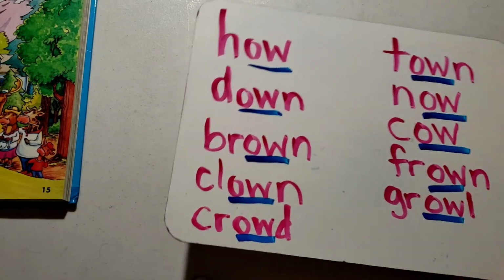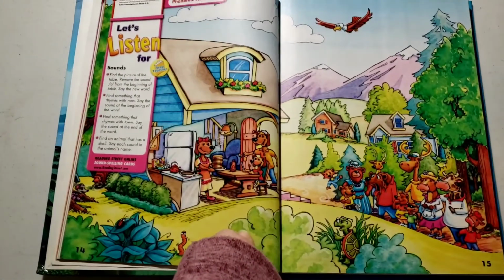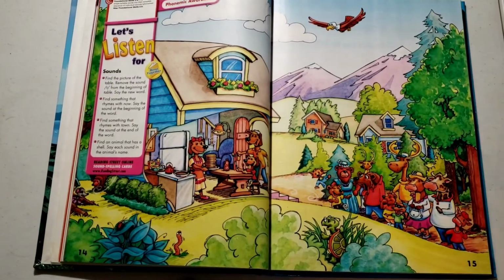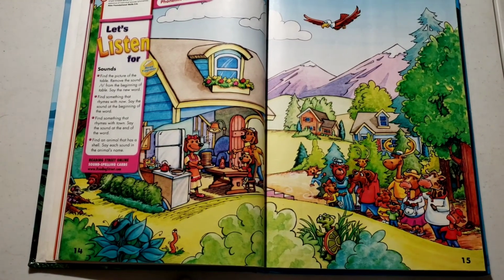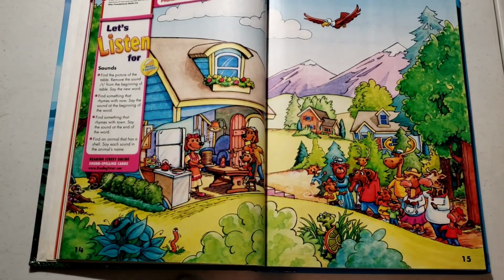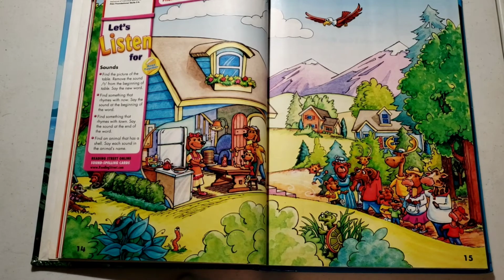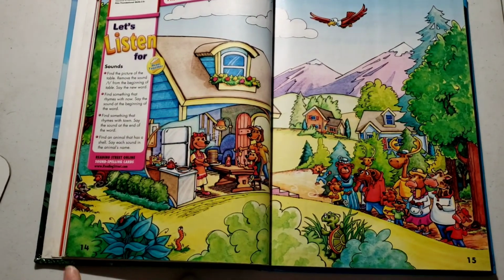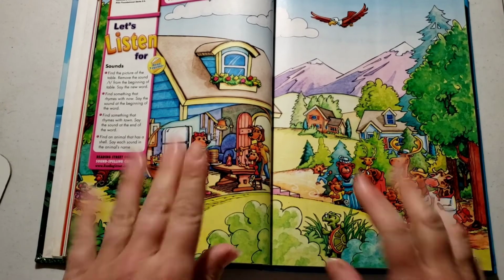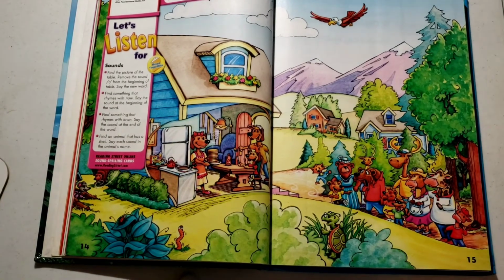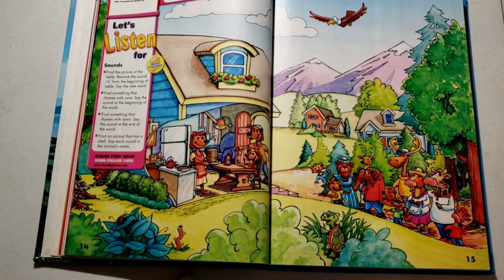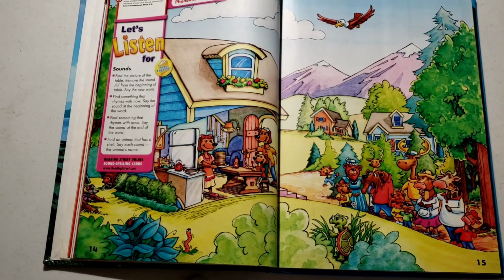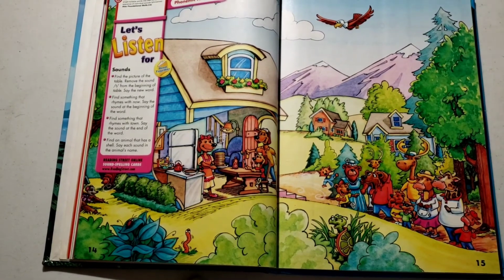Okay, now we're going to look into our reading books. And if you don't have your book, just pause this video, go grab yours, and then come back and unpause, and you can go from there. I'm just erasing my board here. Okay, and we are on page 14 and 15, and we're looking at this picture. In this picture, I want to look for some words that have the ow sound.